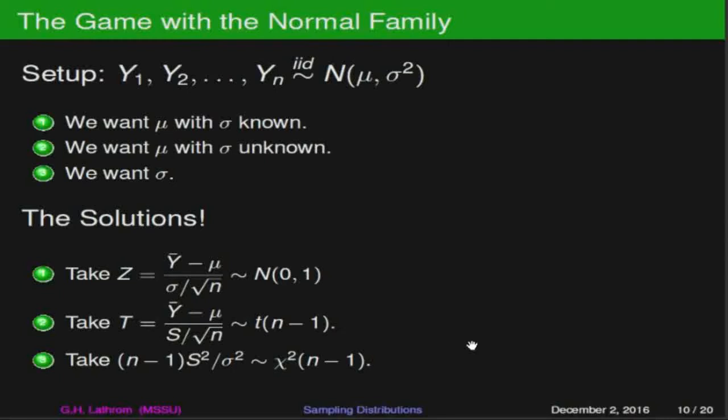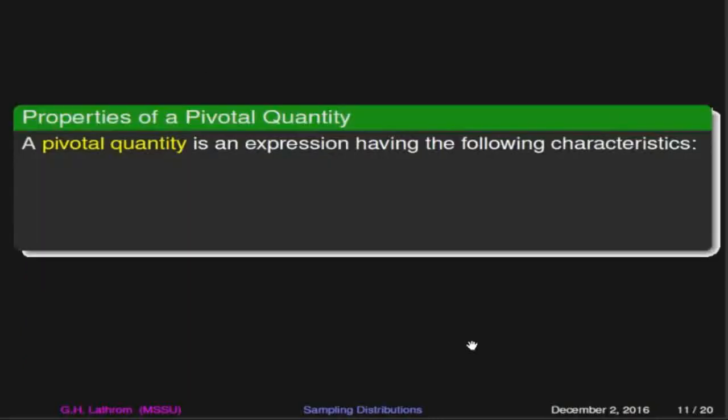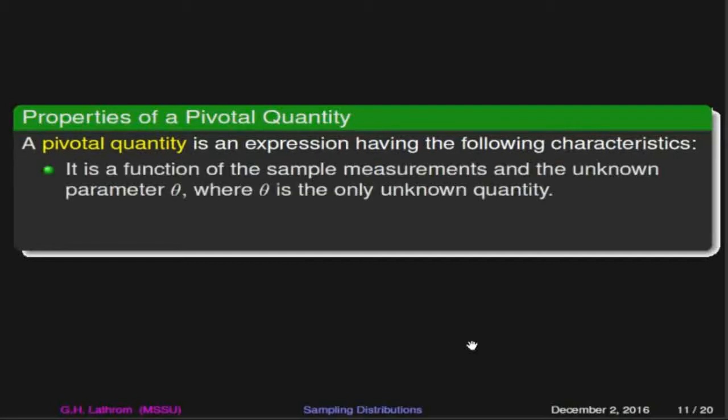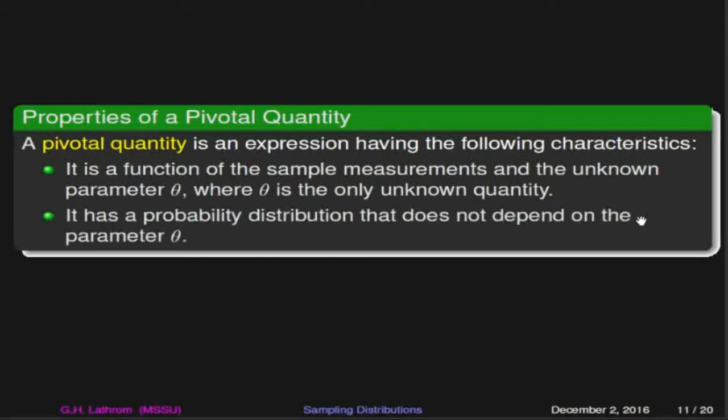Now, those are all examples of something called a pivotal quantity. A pivotal quantity is an expression that has the following characteristics. First of all, it's a function of the sample measurements and the unknown parameter, say theta, where theta is the parameter that we want to know. And it has a probability distribution that doesn't depend on the parameter theta.